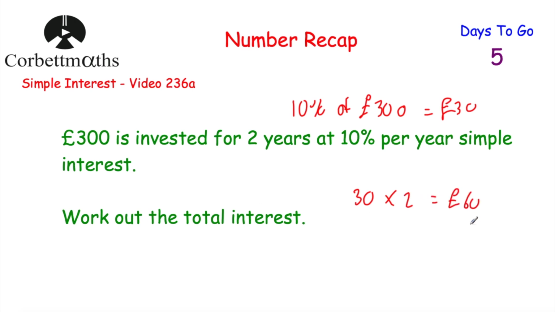So how much interest is earned? £60. If it was 3 years it'd be £90. If it was 4 years it'd be £120, and so on. If the question said to work out the total amount of money in the bank account, I'd add that £60 onto the 300 and the answer would be £360. But the question just said to work out the total interest, so the answer is £60. So simple interest, the amount of interest stays the same every single year. Now they're not as common as compound interest. So let's have a look at compound interest.